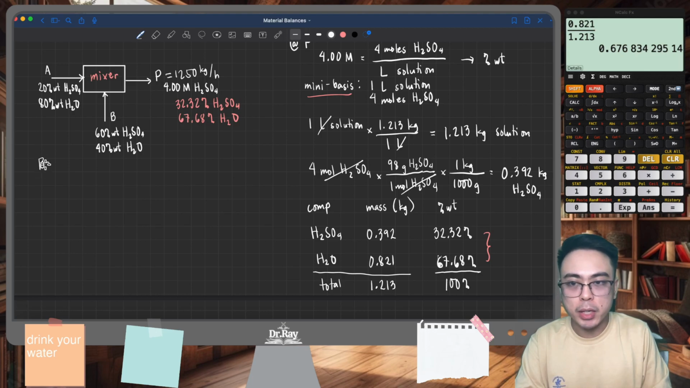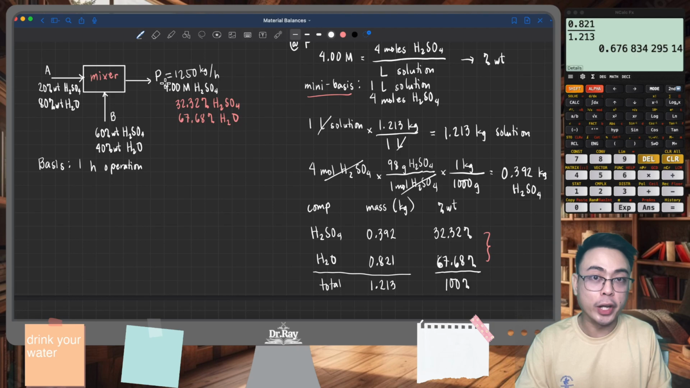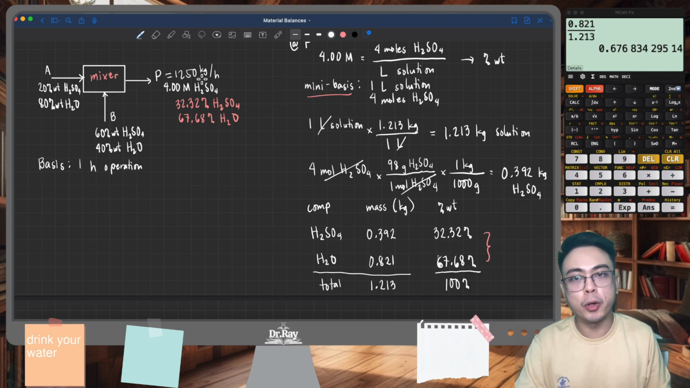I'm going to set my basis. My basis is for every 1 hour of the operation. Granted that my flow rate for the product is given as kilograms per hour, for every 1 hour of operation, you get 1,250 kilograms of the products. Now we can proceed to the main events, which are the material balances.